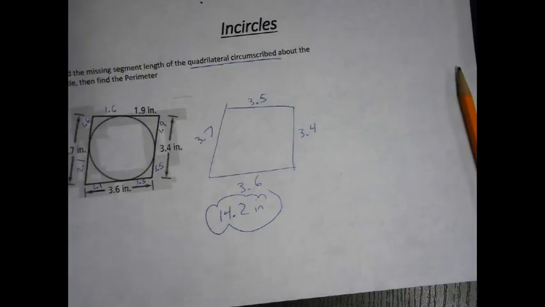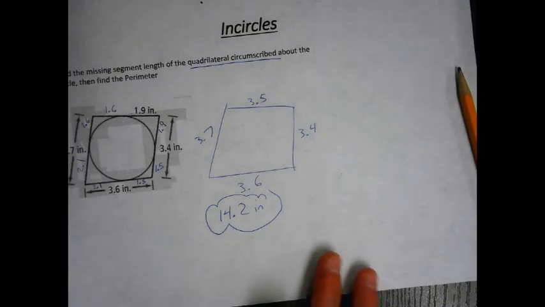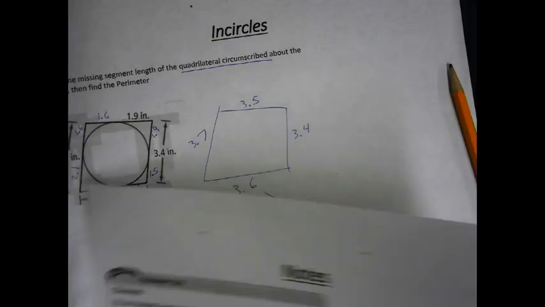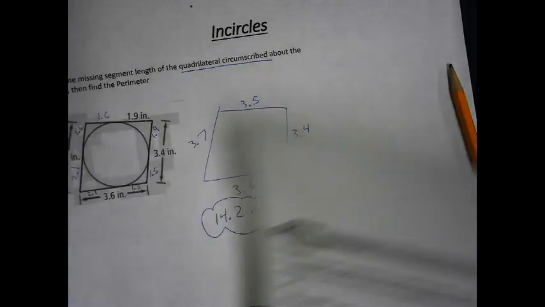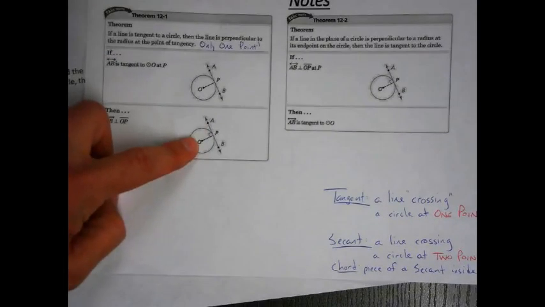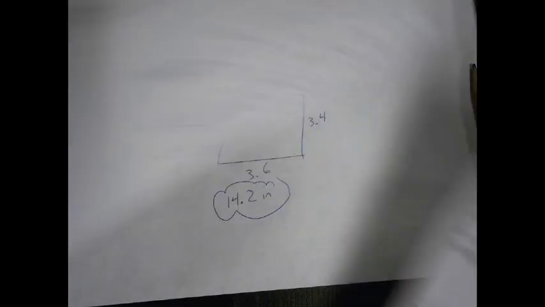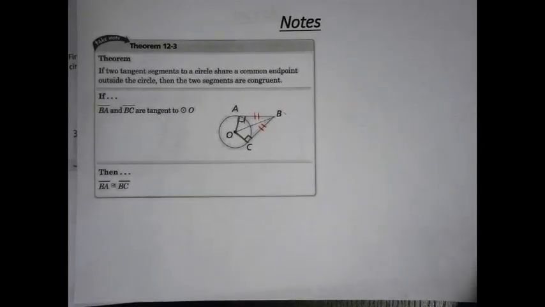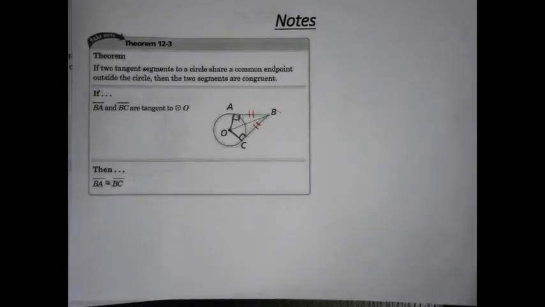So that's it for tangent lines, folks. So we found out about tangent lines. Remember, there are two key notes. The first note was that tangent lines are perpendicular to the radius. They touch at one point, perpendicular to the radius. And if we have two tangent lines from the same endpoint, the distances to the circle are congruent.